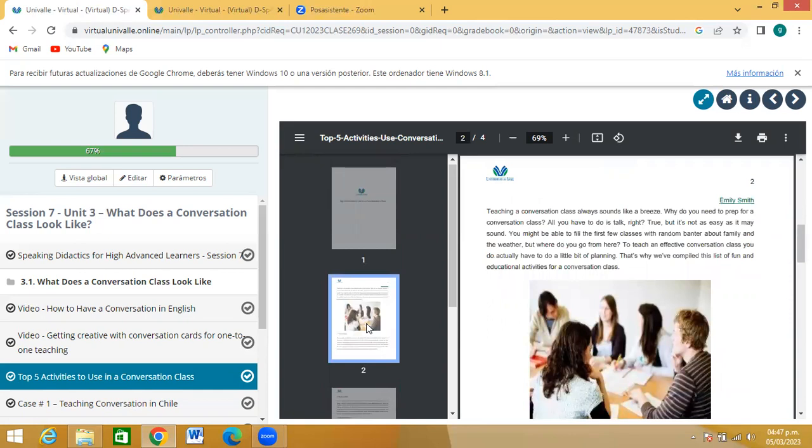For example, let's see here. It says, teaching a conversation class always sounds like a breeze. Why do you need to prepare for a conversation class? All you have to do is talk, right? True, but it's not as easy as it may sound. You might be able to fill the first few classes with random banter about family and the weather. But where do you go from here? To teach an effective conversation class, you do actually have to do a little bit of planning.